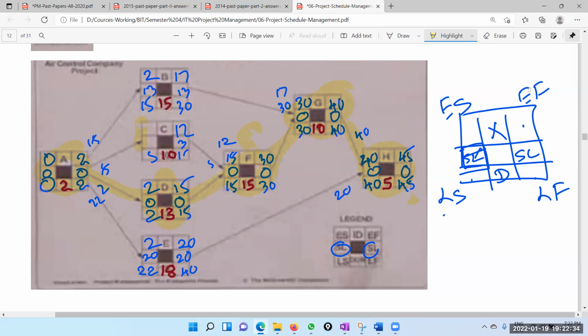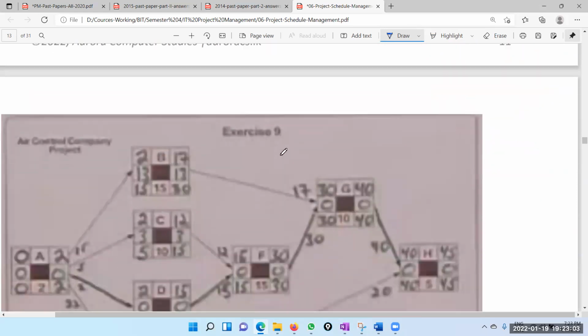But this one, your task B, can be delayed by 13 days. This can be delayed by 3 days. This can be delayed up to 20 days without delay in the deadline, as long as you have enough resources and your resources will not be taken by others. But these things you can't delay. So that is how you do it. Any questions?